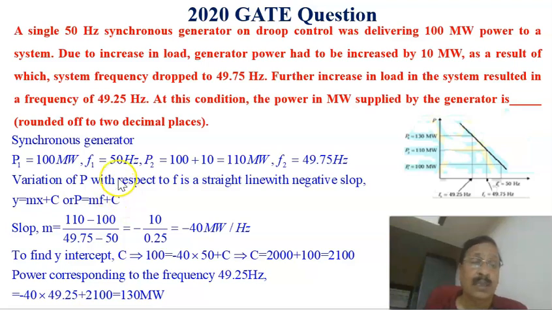We have to find out what is the slope m and what is the y-intercept c. Corresponding to the slope m, we can see here, corresponding to 110 megawatt, the frequency equals 49.75, and corresponding to 100 megawatt, the frequency equals 50. Substituting, 110 minus 100 divided by 49.75 minus 50, that is the slope of this line, equals minus 10 divided by 0.25, or minus 40 megawatt per hertz. That is the slope of this straight line.